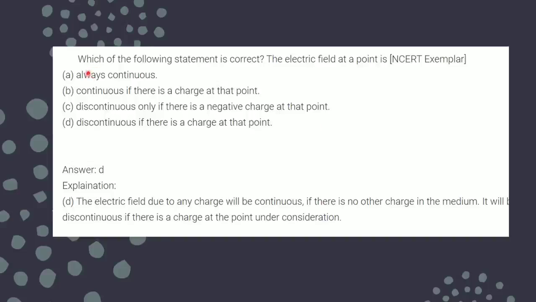Again, to check which of the following statements is correct: the electric field at a point is either always continuous? Of course not, because it is not forming closed loops. It is continuous if there is a charge at that point? Again no. Discontinuous if there is a negative charge at that point? We cannot say it will stop at the negative charge, that much is clear, but because of the negative charge only it will be discontinuous, that is not a must situation. So discontinuous if there is a charge at that point can be taken as the correct option.